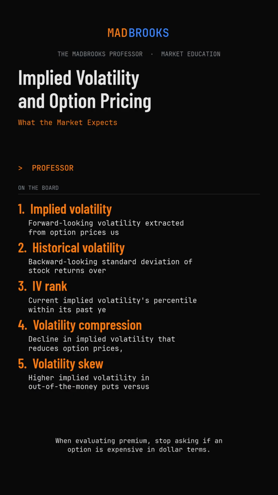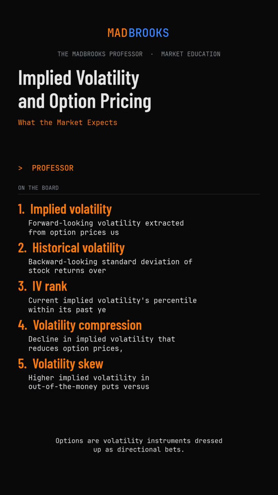When evaluating premium, stop asking if an option is expensive in dollar terms. Ask if it's expensive relative to its volatility history. A $10 option can be cheap, and a 50-cent option can be expensive depending on IV rank. Context is everything. Run the numbers. Compare current implied to its range. Decide if you're getting paid enough to sell or paying little enough to buy.